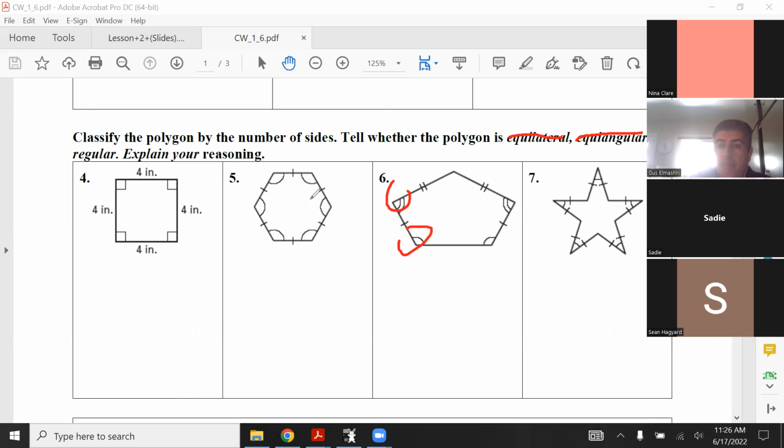That's why 4 and 5 are regular. Because all the sides and angles are equal. Okay. So, a square. A square is a great example.